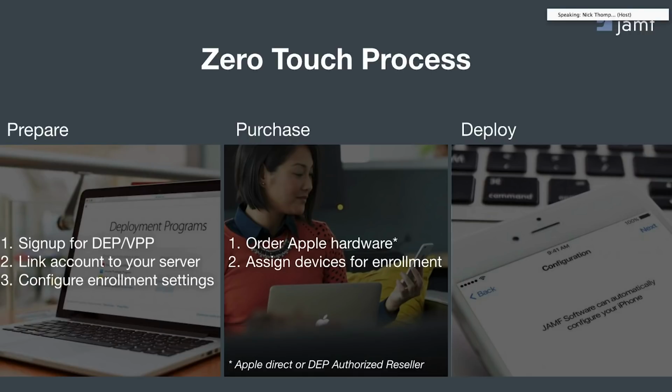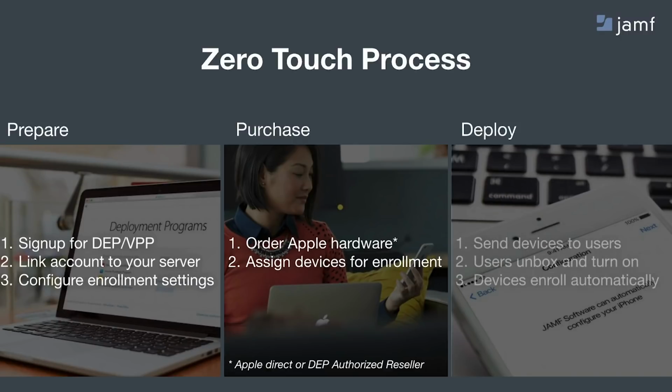And then you will assign devices for enrollment. So as you order devices from Apple, you'll get the serial numbers from them. And those serial numbers can just be checked to say, yes, I want these serial numbers to be automatically enrolled. And you can even automate that too. You can just say, assign all of my devices for enrollment. And then, of course, you'll send devices to your users. They'll unbox it, turn it on, and these devices enroll automatically.